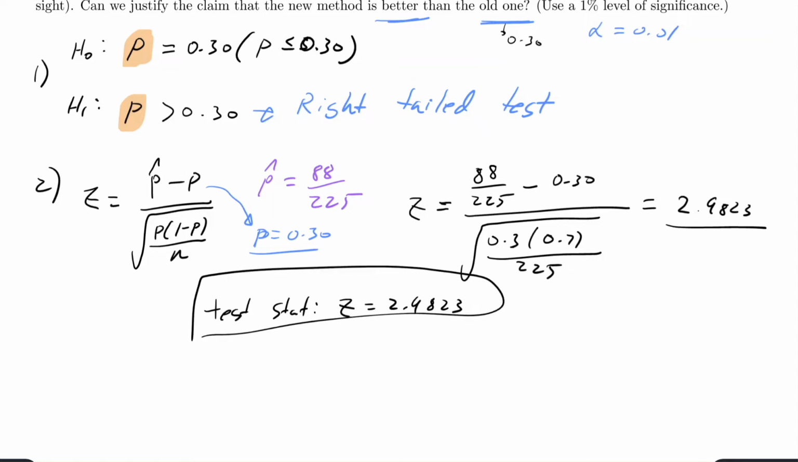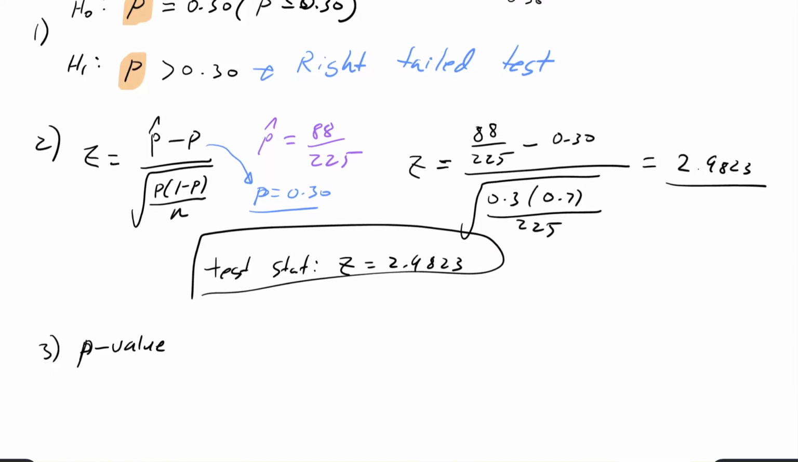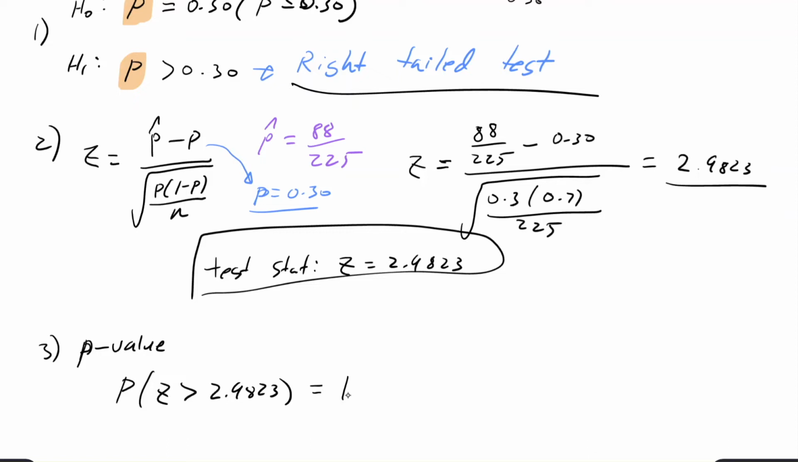Now using this, we can find the p-value. For the p-value, since it's z, we do the same as we would for the mean with the population standard deviation given. So here we're finding the p-value: the probability z is greater than 2.9823, because it's a right-tailed test. Since it's greater than, we can find it directly from the table. We do 1 minus the probability z is less than 2.9823.